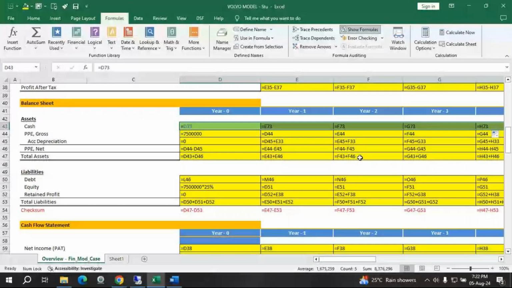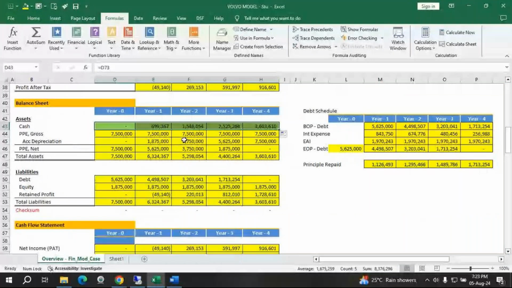Done, girls? Yes, ma'am. These are the values you need to get. Done? Yes, ma'am.